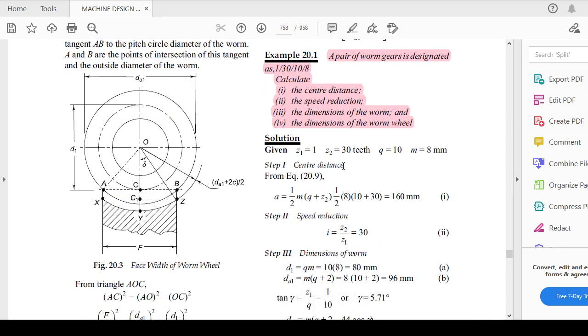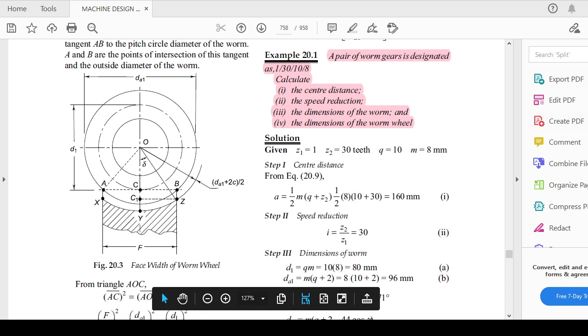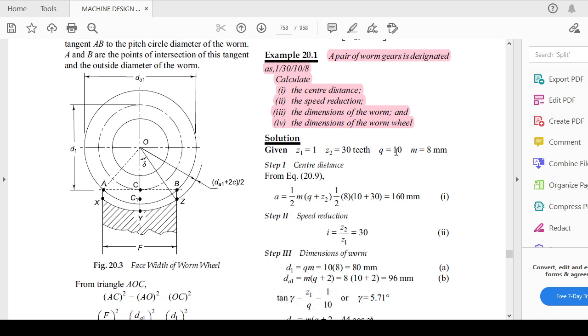After this, you can start evaluating the value of the center distance. The center distance formula is: a equals m by 2 times q plus z2, where m is the module, given in the specification as 8 mm, q is the diametrical quotient, which is 10, and z2 is the number of teeth on the worm wheel, which is already given in the numerical. With the help of that you can calculate the center distance, which is the first question asked.